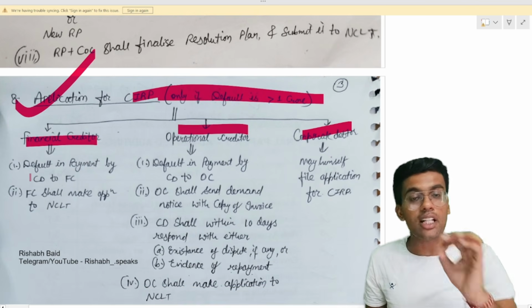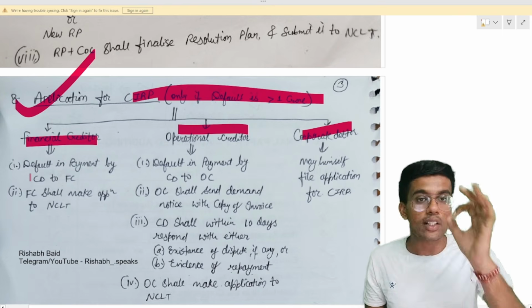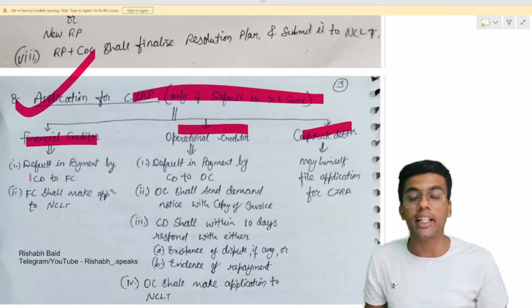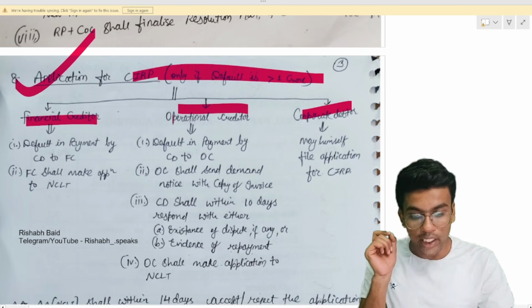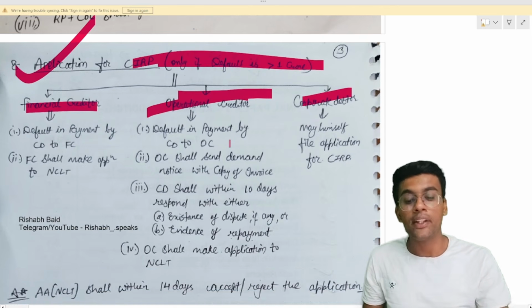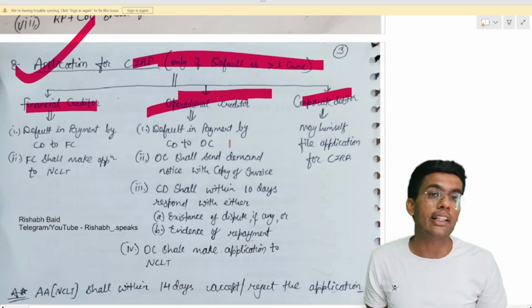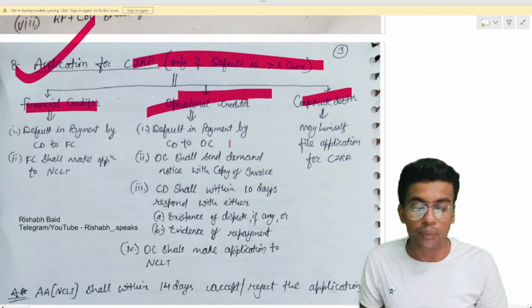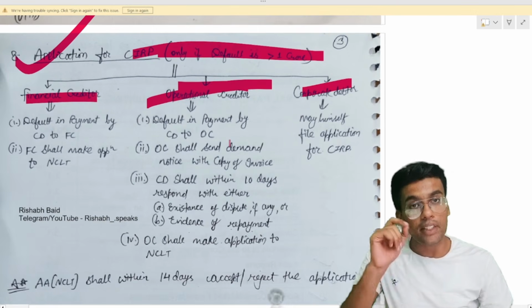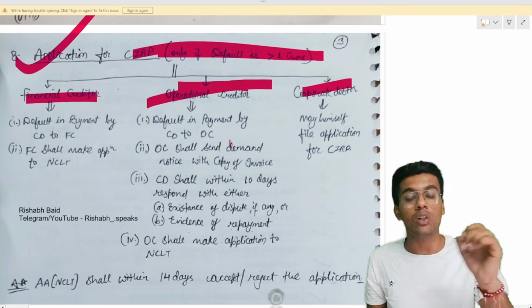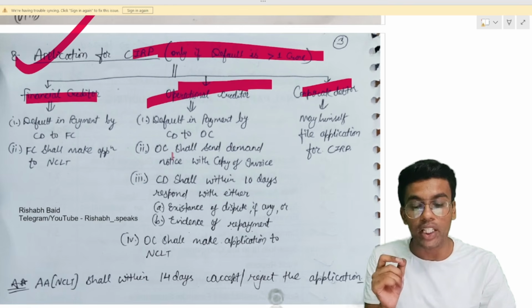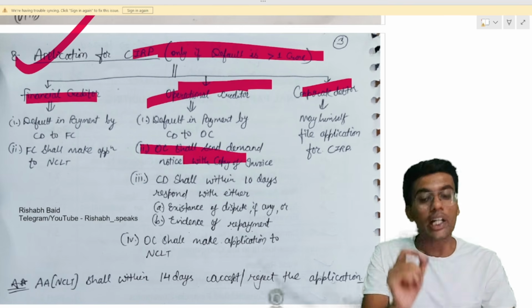Financial creditors: if there is a default in payment by the corporate debtor to the financial creditor, the financial creditor shall make an application to the NCLT. They will directly make an application to the NCLT. Now, here the operational creditor, this is an important point. If there is a default in payment by the debtor to the operational creditor, in such a case the operational creditor will send a demand notice along with a copy of the invoice to the corporate debtor.